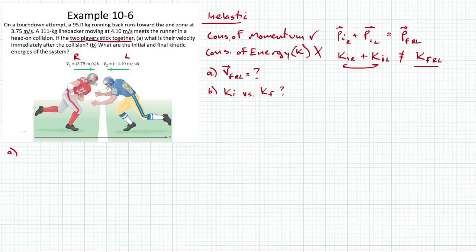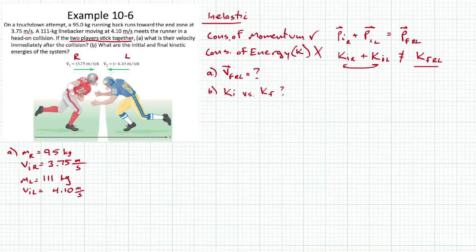Let's start by writing down our knowns. We have a running back, and R is going to be my subscript for running back, and L will be linebacker. The mass of the running back is going to be 95 kilograms, and the initial velocity of the running back is 3.75 meters per second. Okay, the mass of our linebacker is 111 kilograms, and the initial velocity of the linebacker is 4.10 meters per second.